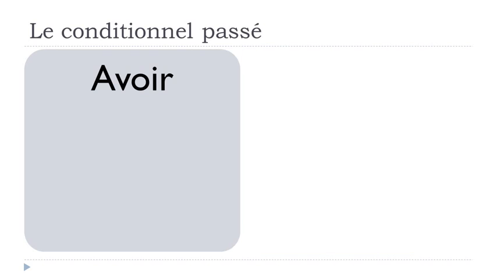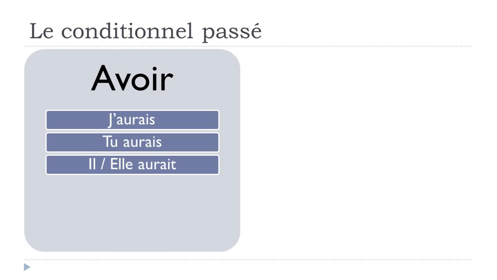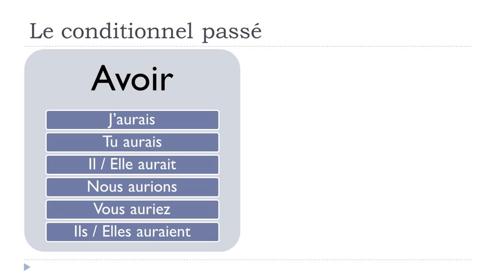Okay, so let's see now how avoir and être go at the conditionnel présent, because that's the first part that you will have to put. So it's j'aurais, tu aurais, il aurait, elle aurait, nous aurions, vous auriez, ils auraient, elles auraient. Okay, so that's what you will use in most of the cases. Let's see it one more time.